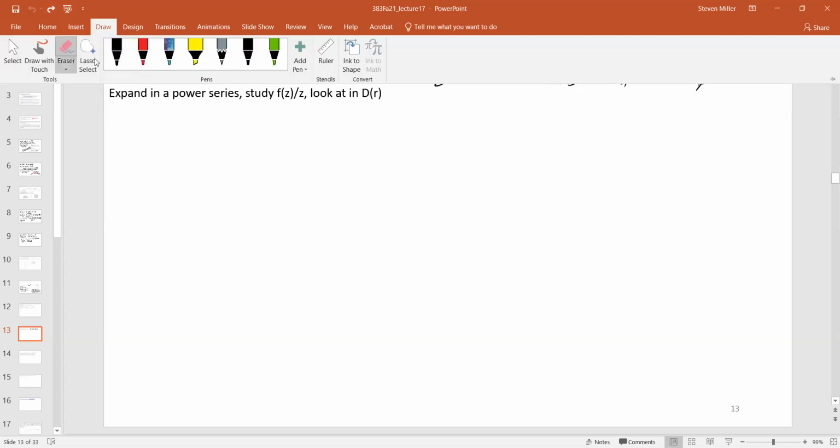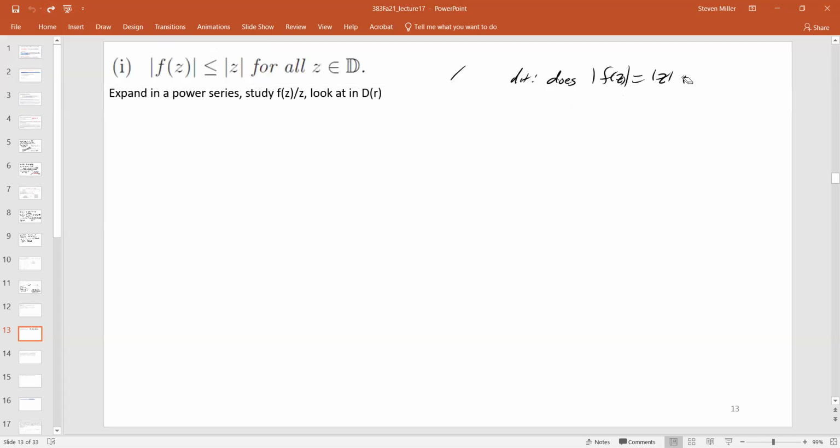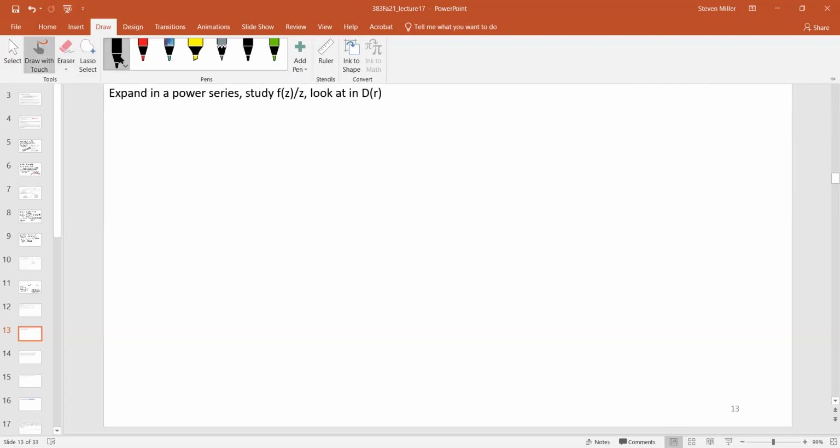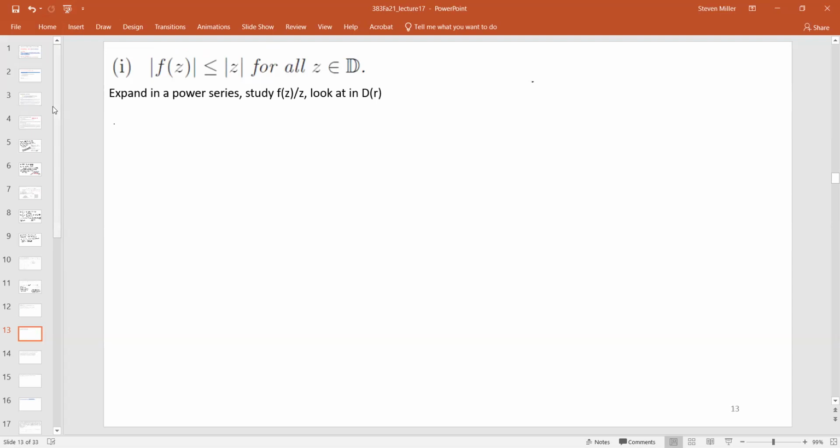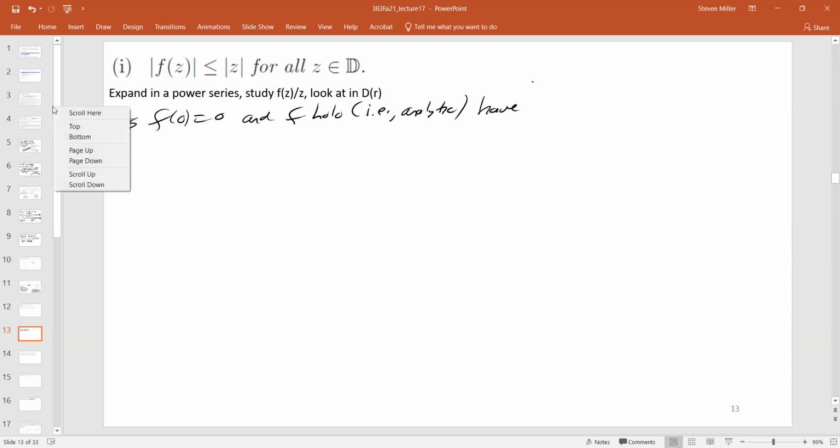All right, let me now erase this. Okay, so now, how would we prove this? Well, it's nice that we've chosen things so that f of 0 is 0. So as f of 0 equals 0, and f is holomorphic, i.e. analytic, we have f of z equals 0 plus a1 z plus a2 z squared plus dot, dot, dot.